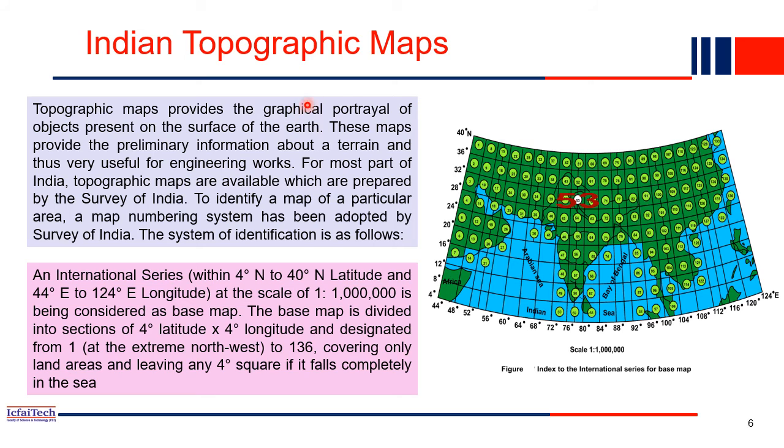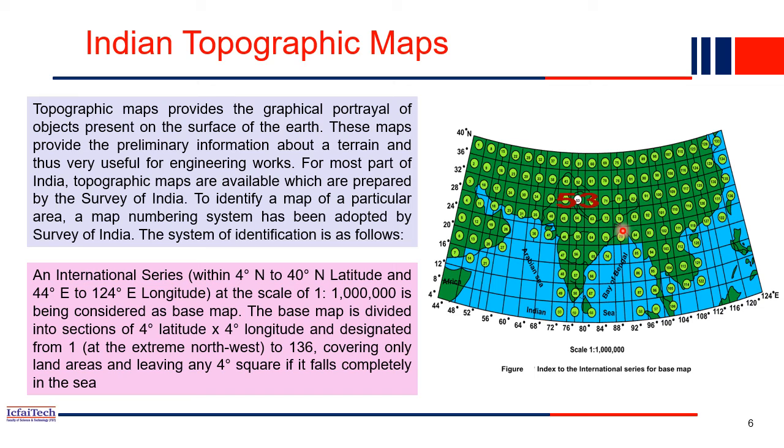Now, the Indian topographic map. What does a topographic map provide? It is a graphical portrait of the objects present on the earth's surface. Where we have rivers, lakes, hills, all these physical objects, we show on a map, and we call it a topography map. These maps provide preliminary information about the terrain. Terrain means basically the land, whether it is flat or undulated.